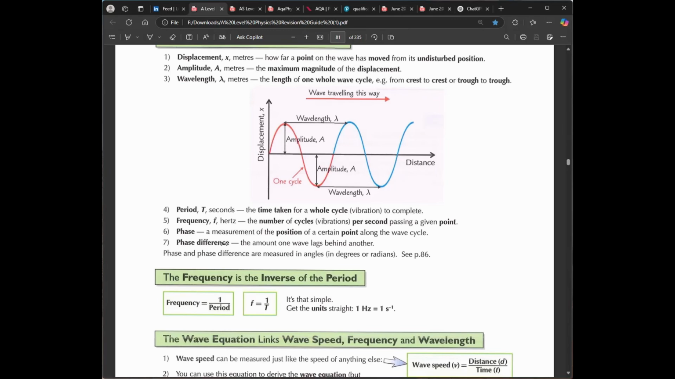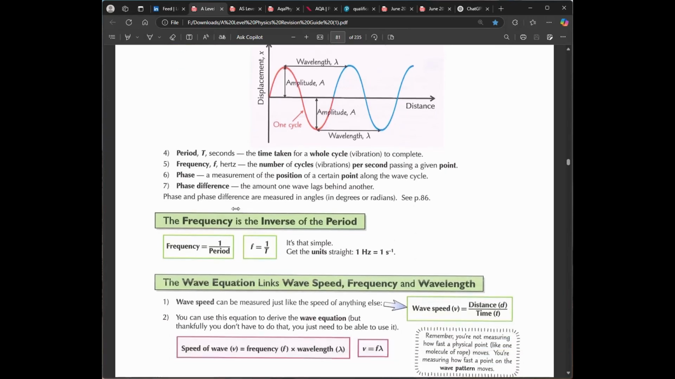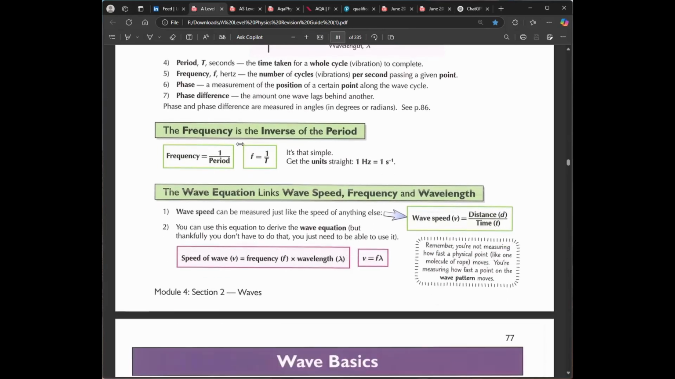Phase difference is mostly measured when we have more than one wave, and we want to measure how much one wave is lagging behind the other. So we calculate the phase for one, then for the second one, and then we take the difference of that, and that is the phase difference. I think this is pretty much standard.